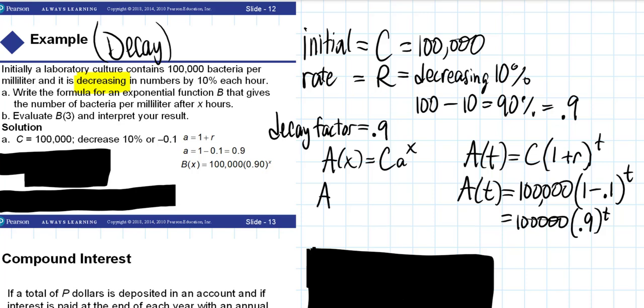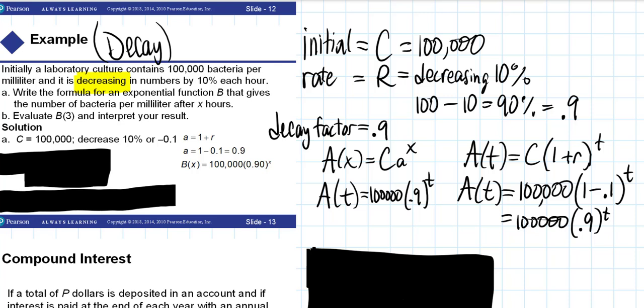A to the x equals 100,000 times 0.9 to the x. And I'm using x. You can rewrite it as t, again, because we're talking about time. You can change that variable. That's fine. And that is what you see here as well. Just adjust to whatever variable they give you. I like to use t whenever we're working with time. I go back and forth. Okay, that was part A.